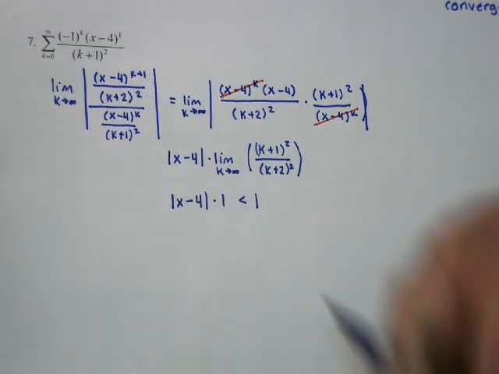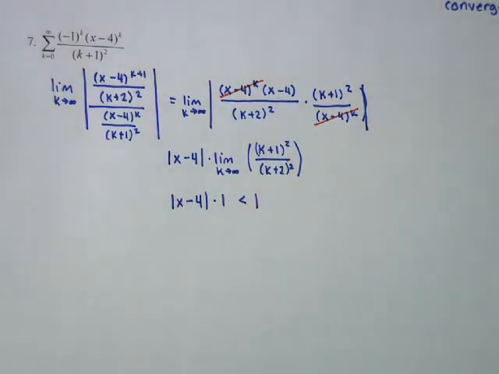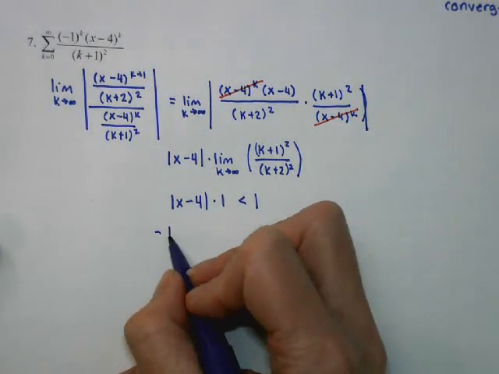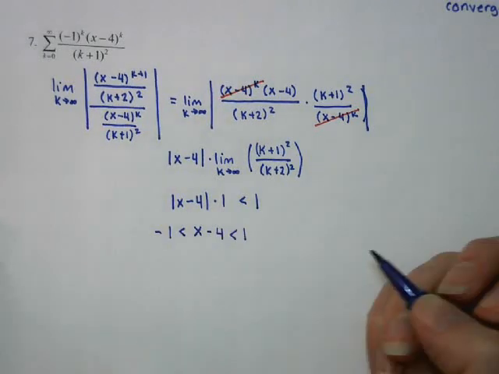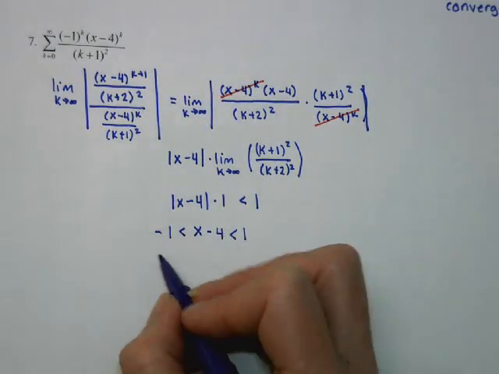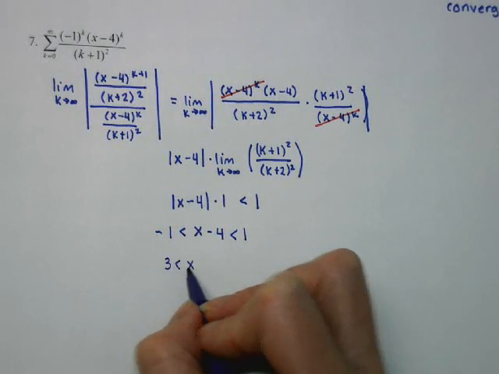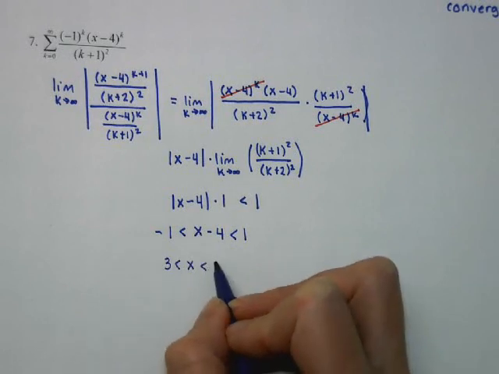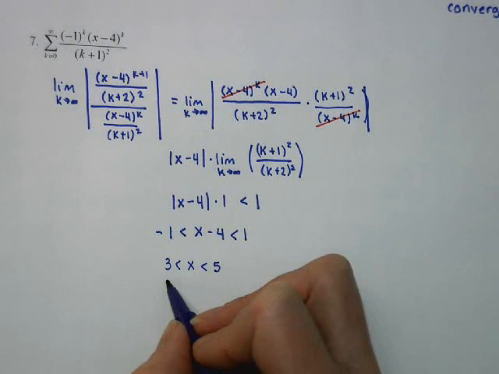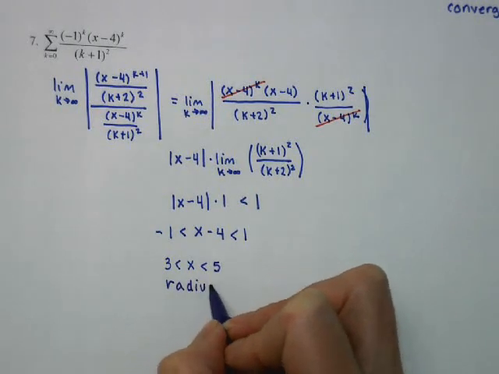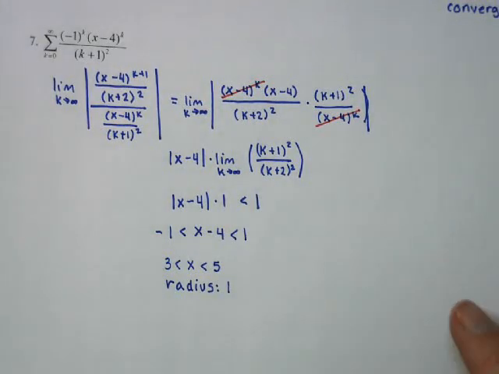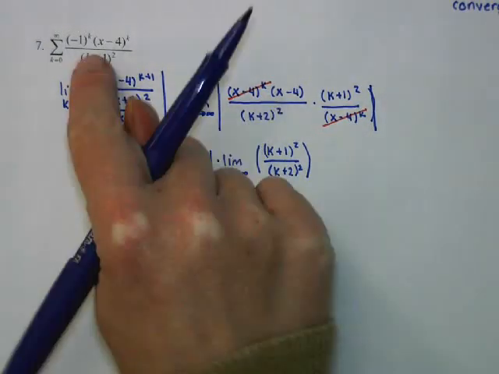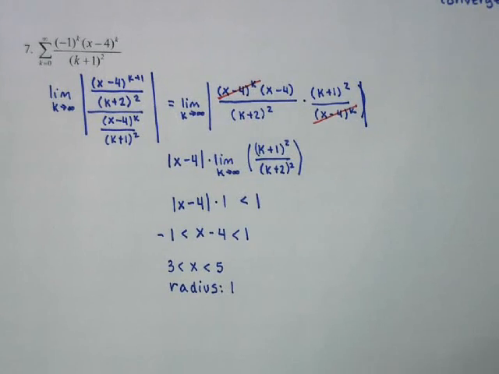And we want that to be less than 1 for the ratio test to give us a convergent result. Well, that means we want −1 < x−4 < 1, and then we'll just add 4. So again, from here we can determine our radius. Distance between those is 2, so my radius is 1. And then we're going to test the endpoints by plugging them in to our equation here.